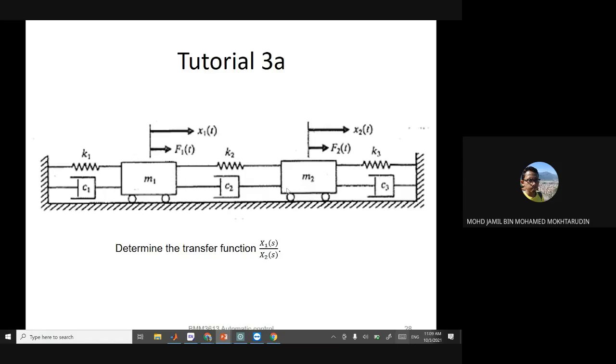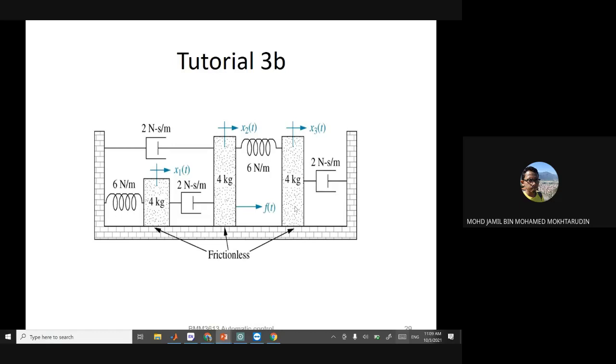This is also 2 degree of freedom. Okay, tutorial 3B. We will go into 3 degree of freedom next week, but you can try first how to do 3 degree of freedom. Basically the same thing, but you have an additional degree of freedom, and later on your matrix will be 3 by 3 instead of 2 by 2.